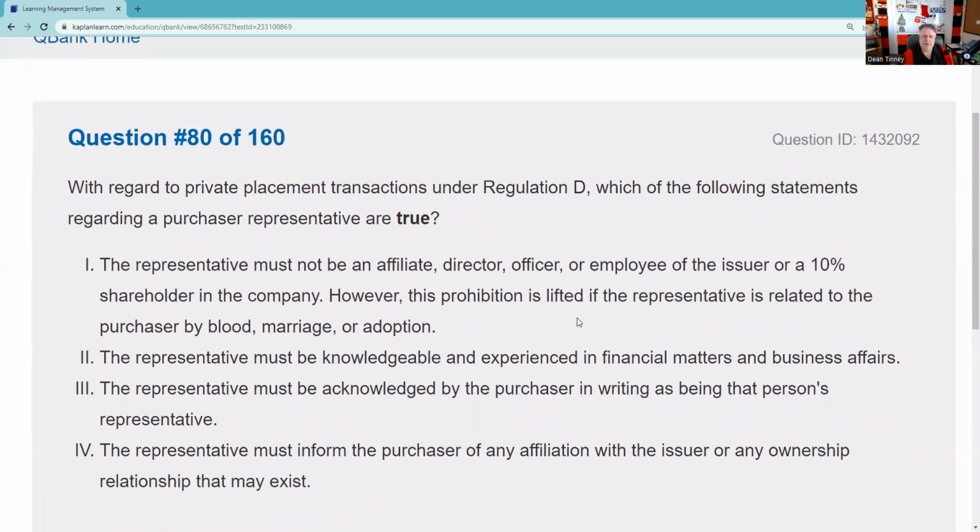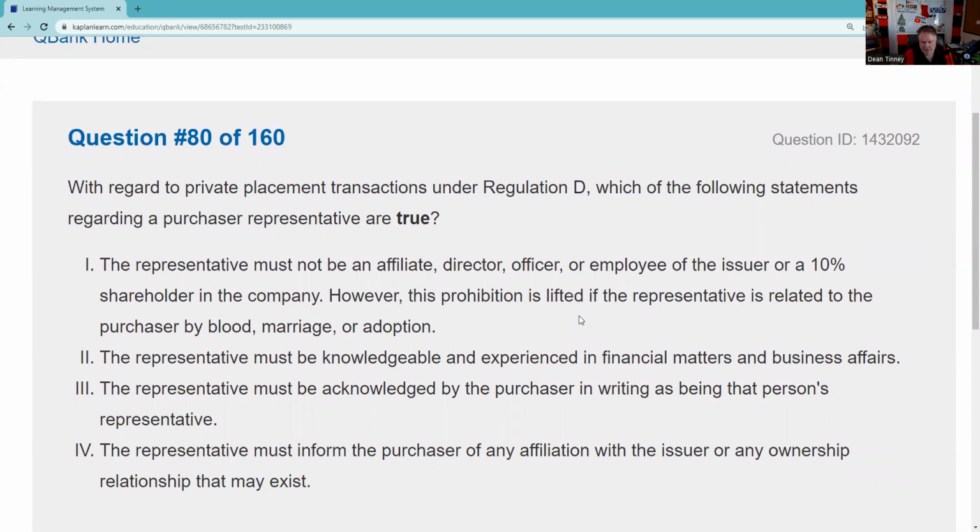With regard to private placement transaction under Reg D, which of the following statements regarding a purchaser representative is true? So this is where we ask the person to use some third party to determine whether it would be suitable rather than us. That purchaser representative, number 1, must not be an affiliate, director, officer, or employee of the issuer, or 10% shareholder in the company. Yeah, that would defeat the point of the independent relationship.